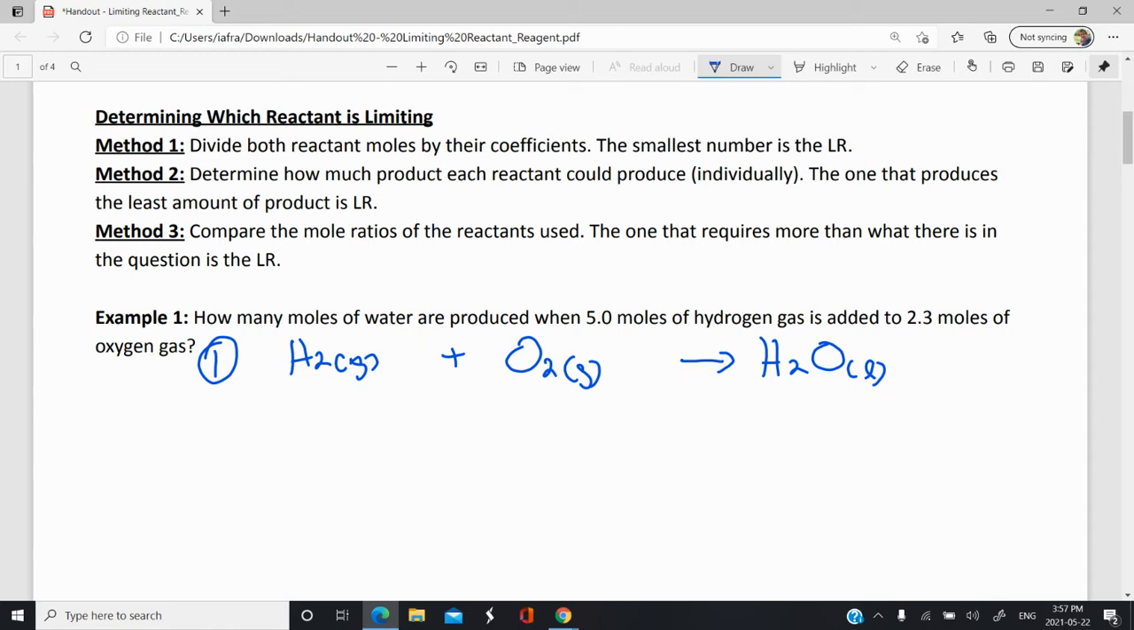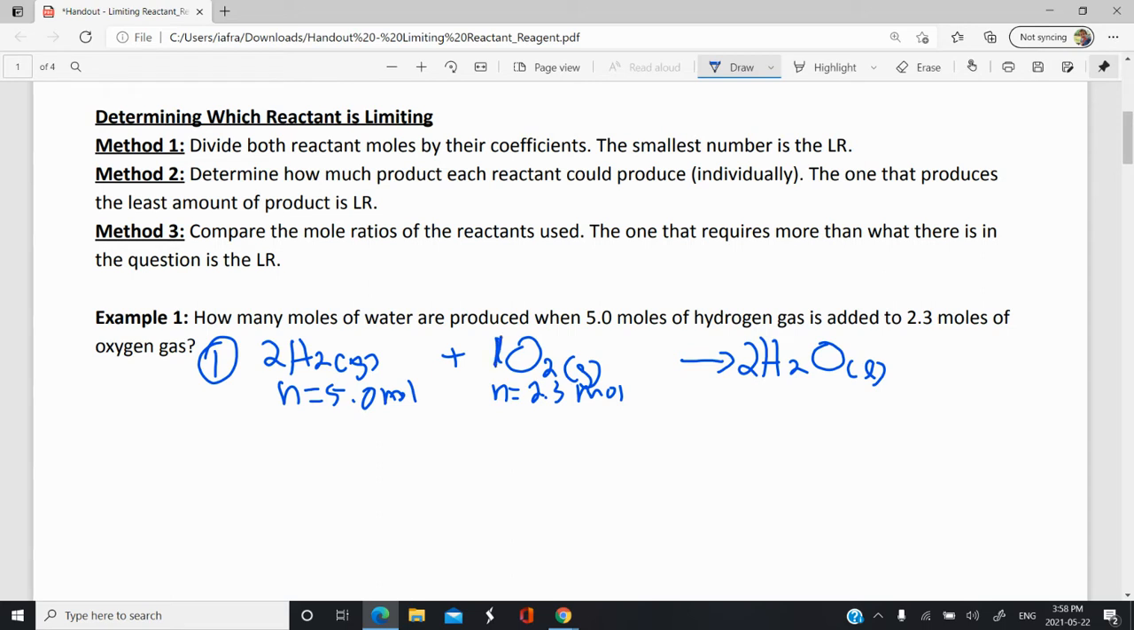So what we're going to do is write out our information that we're given. We're given the number of moles of hydrogen. So n is equal to 5.0 moles. And we're also given the number of moles of oxygen. n is equal to 2.3 moles. And so what we need to do is make sure this is balanced before we proceed. So I think it is not balanced. We need a 2 here, a 2 here, and a 1 here.